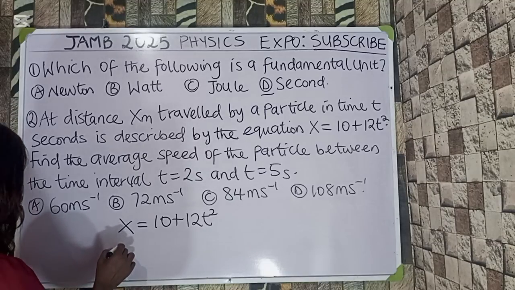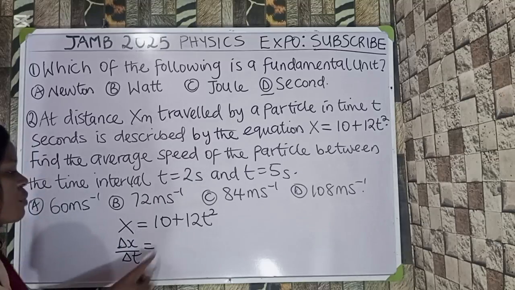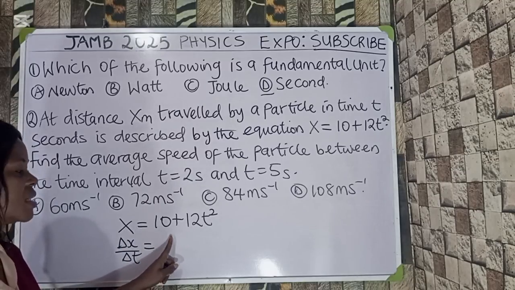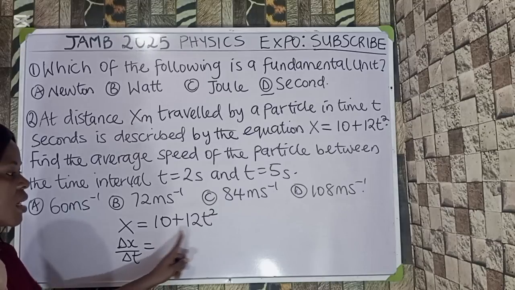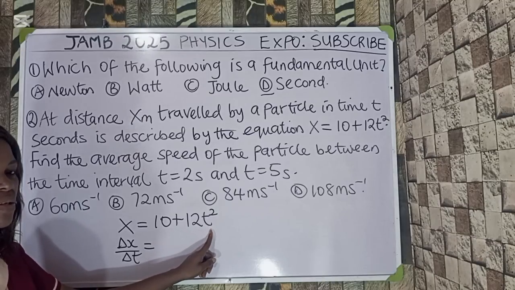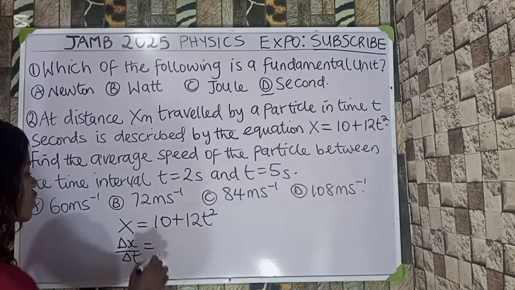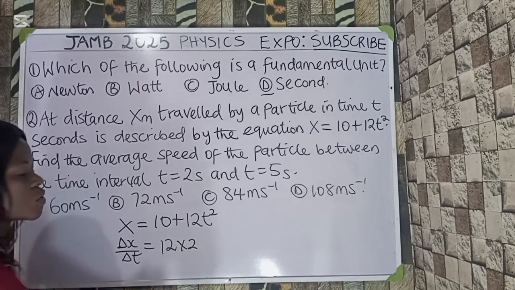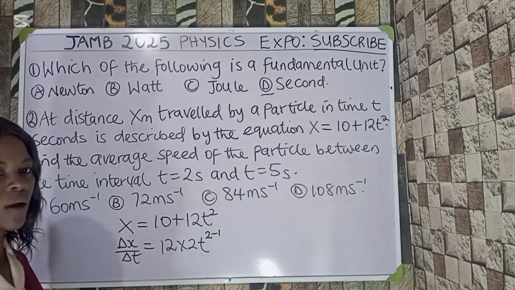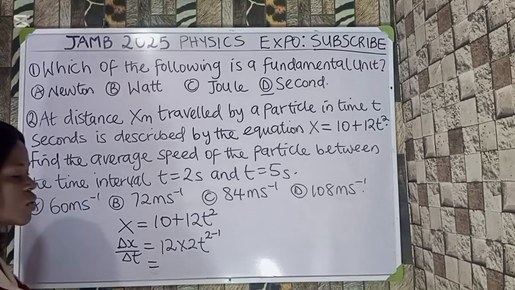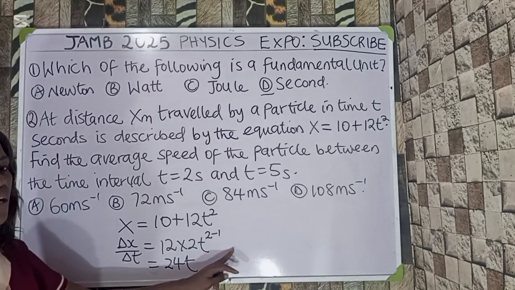Now let's go. I will say change in x over change in time is equal to, because I'm differentiating with respect to time, this 10 here does not have t, so it's going to be equal to 0. Now coming to this one, it has t. Know that this is differentiation, so I'm going to bring down the 2 and multiply by 12. Now I'm going to say 12 times 2, then t to the power 2 minus 1. So I'm going to have 12 times 2, which gives me 24, then t, since 2 minus 1 is 1.